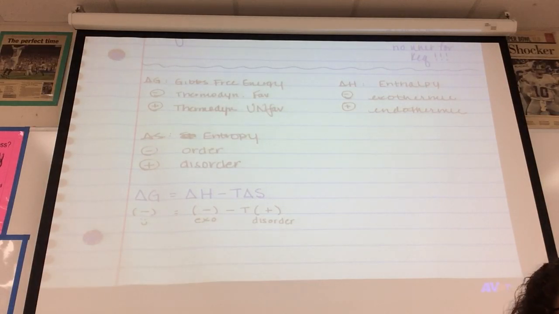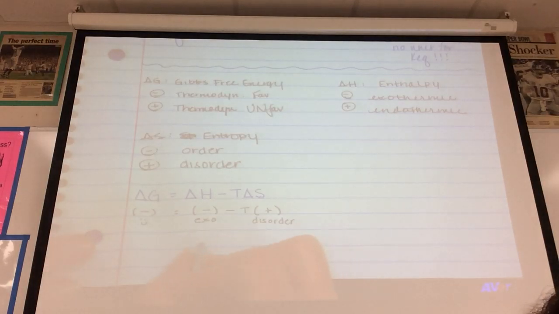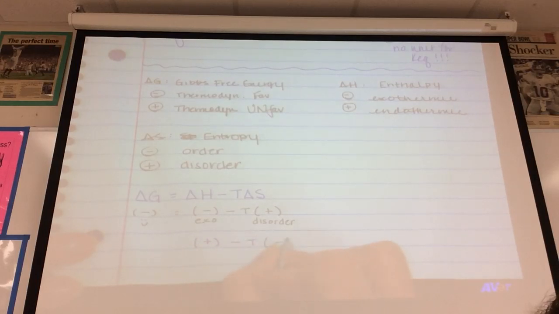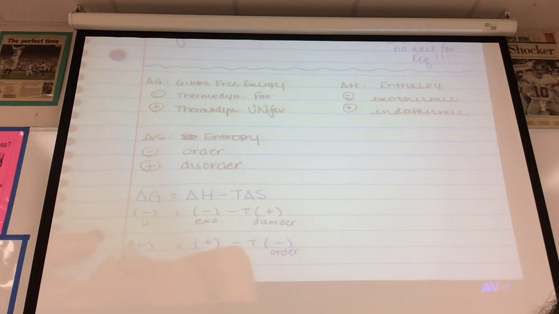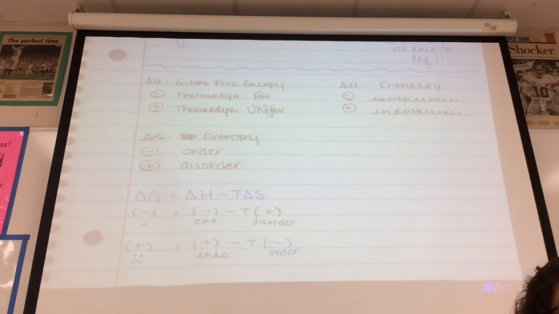And again, you can memorize if you want, but it's much easier to do this piece mathematically, I think. In contrast, an endothermic reaction that favors order will never yield a thermodynamically favorable reaction.